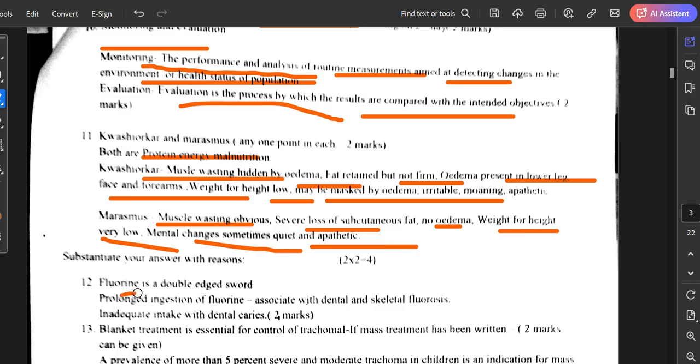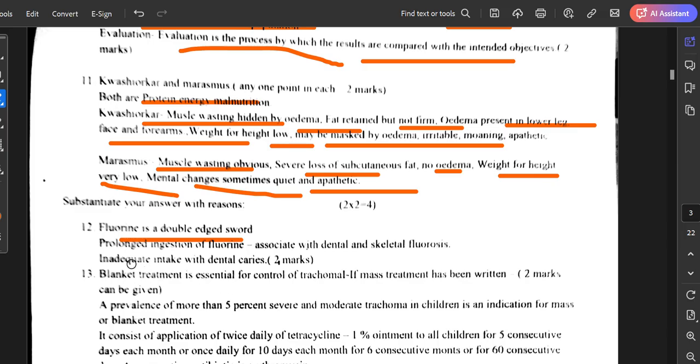Then fluorine is a double-edged sword. Prolonged ingestion of fluorine is associated with dental and skeletal fluorosis. Inadequate intake is associated with dental caries. Then blanket treatment is essential for control of trachoma. If mass treatment has been written, it can be given if a prevalence of 5% or more of severe trachoma in children is an indication of mass or blanket treatment.